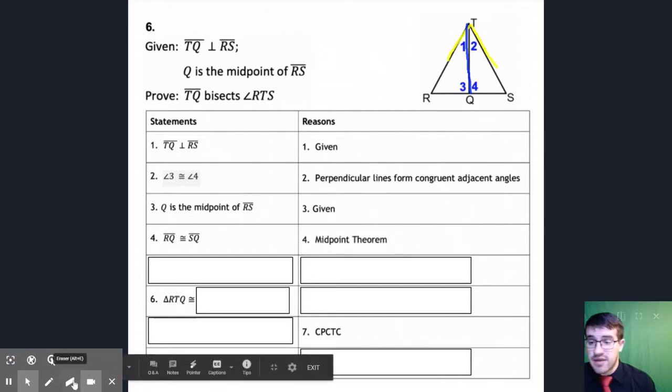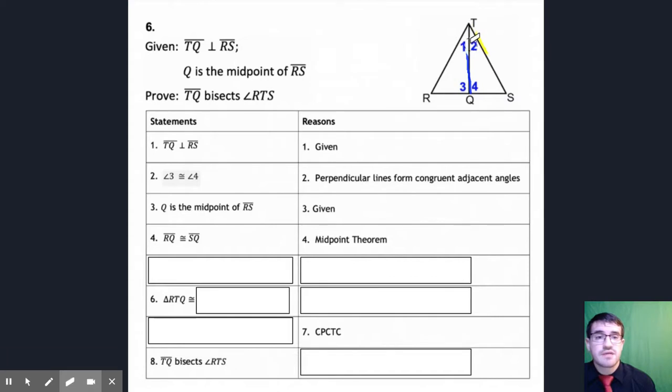So now we can take, I'm going to erase these markings here. We'll get to them then. We know that segment RQ is congruent to segment SQ. Let me draw some angle ticks here. Angle 3, or angle arcs there, I'm sorry, is congruent to angle 4.